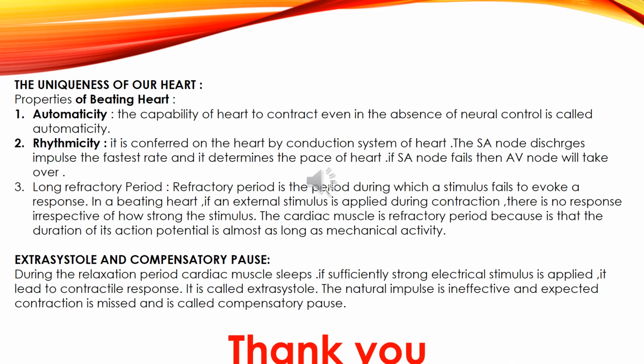The uniqueness of our heart, properties of the beating heart: automaticity. The capacity of the heart to contract even in the absence of neural control is called automaticity. Rhythmicity is conferred on the heart by the conduction system of the heart. SA node discharges impulses at the fastest rate and it determines the pace of the heart. If SA node fails, then AV node will take over.